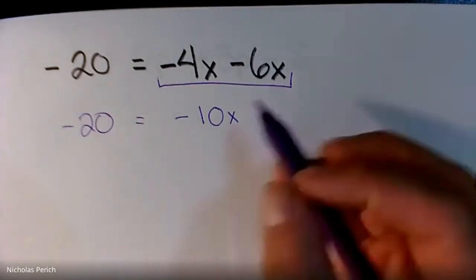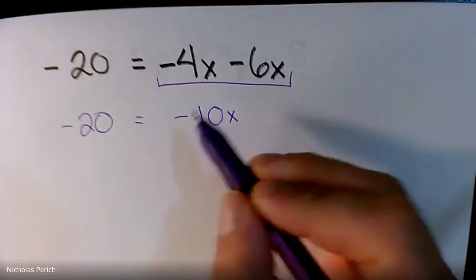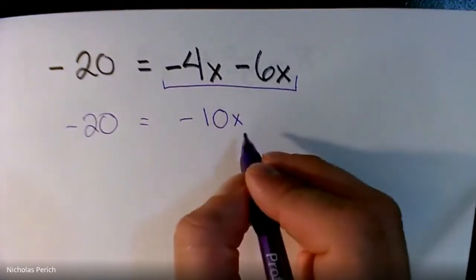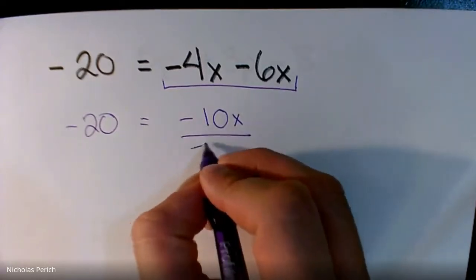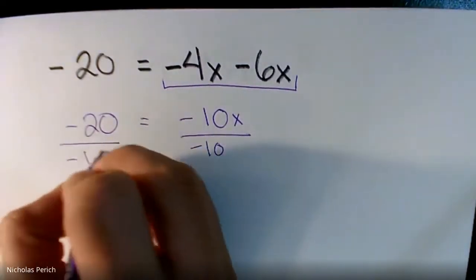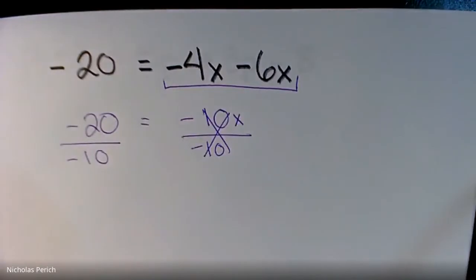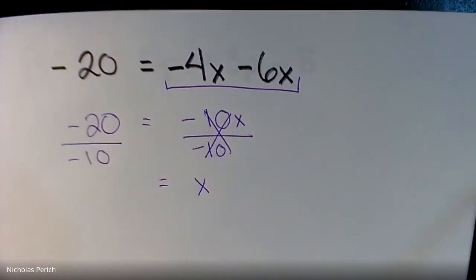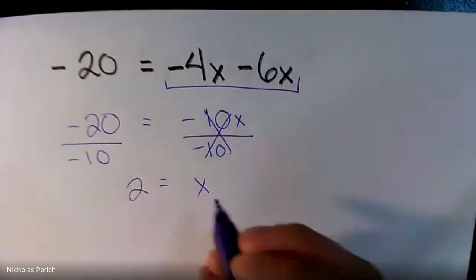Is x all by itself over here? No. What's in the way? Negative 10. How do I get rid of negative 10? Well, negative 10 is being multiplied to x. So the opposite of being multiplied to is divided by. So if I divide both sides by negative 10, that crosses out. I get x over there on the right. On the left, I have negative 20 divided by negative 10, which is positive 2.